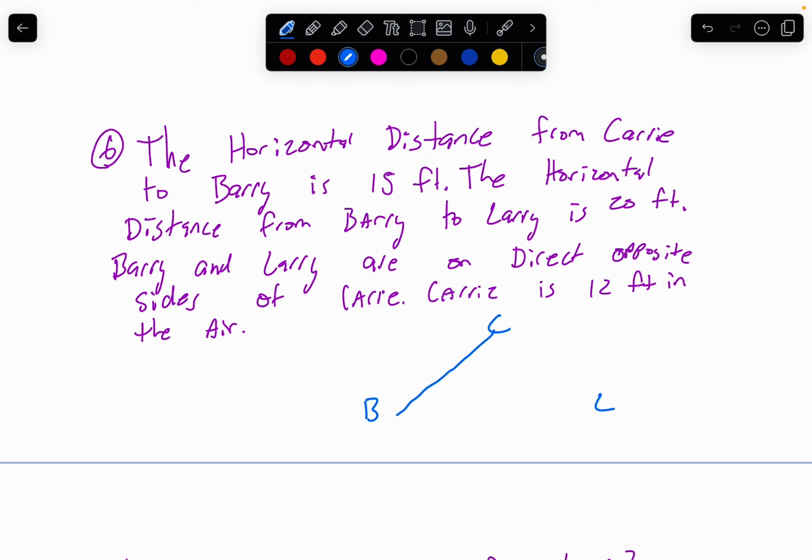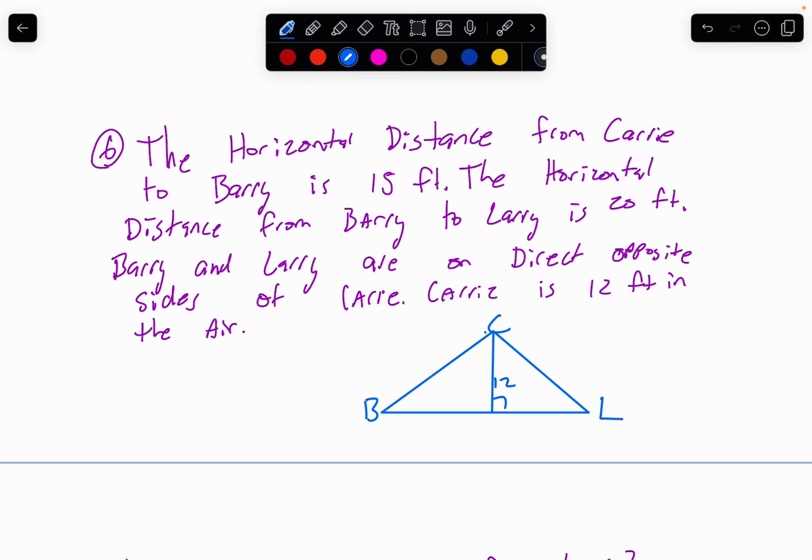So, we're talking about triangles, obviously, trigonometry. So we have Carrie, Barry, and Larry. Yes. We have Barry, Carrie, and Larry. Make that a much clearer L. There we go. It says Carrie is 12 feet in the air. That would be a vertical distance of 12.